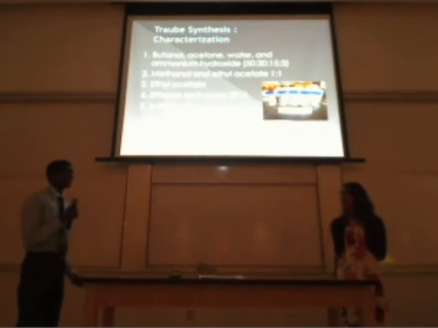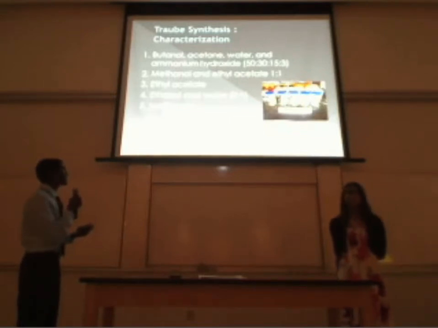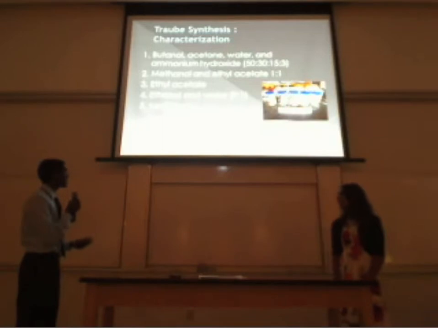For characterization, we used thin layer chromatography, TLC for short, and these are all the mobile phases. The first jar contained butanol, acetone, water, and ammonium hydroxide in a 50-30-15-3 ratio. Our second mobile phase contained methanol and ethyl acetate in a 1-to-1 ratio. Our third jar contained only ethyl acetate. Our fourth jar contained ethanol and water in a 9-to-1 ratio. And our fifth contained just methanol.